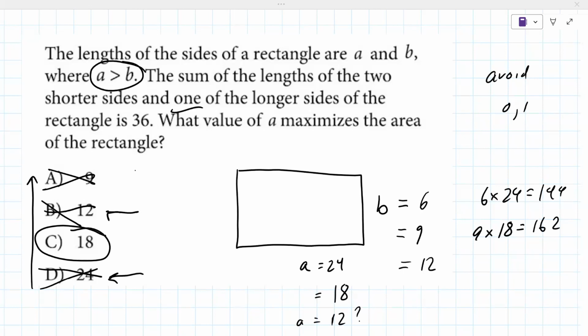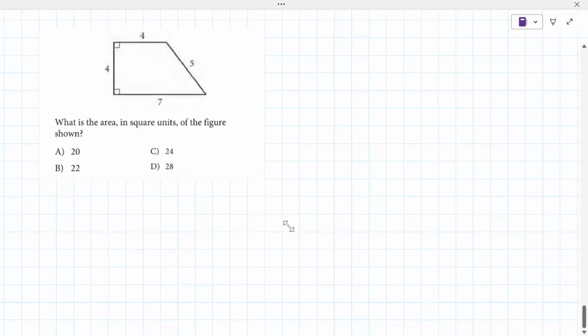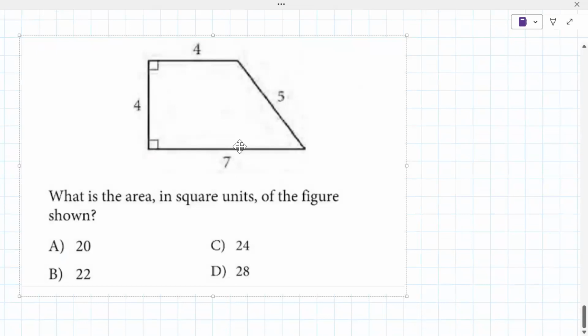All right, I want to do a few of these problems, but actually, let's try this one. This is a pure formula problem. So if you don't have the formula, try to break it up somehow if you don't know the formula for this. B.